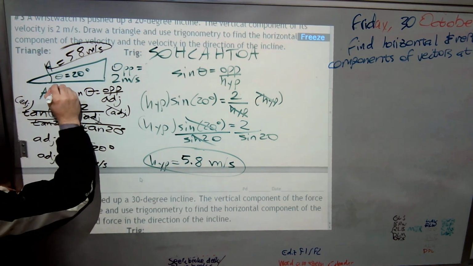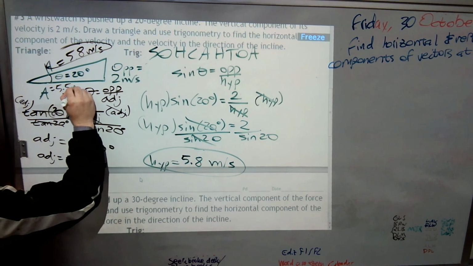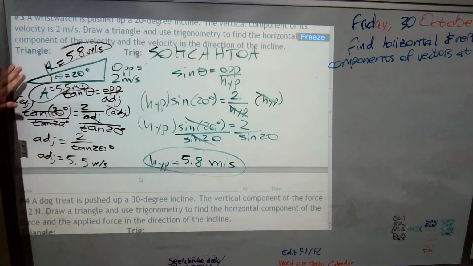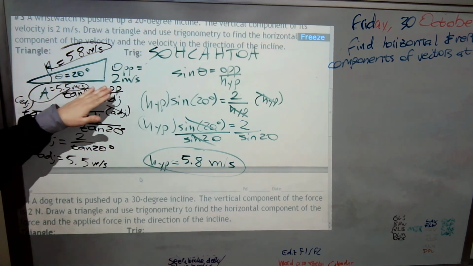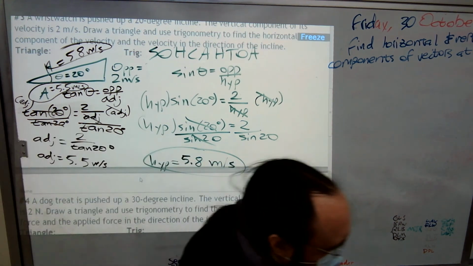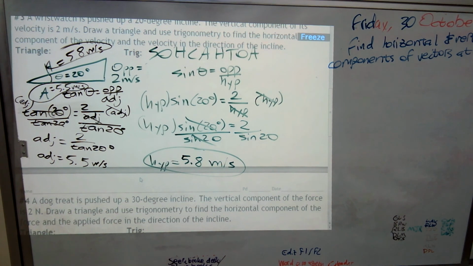All right. One way to check your work here is to make sure that the hypotenuse is the largest side still. So if that's 5.8, adjacent's 5.5, opposite's 2, that works because the hypotenuse is still the largest side. But that's all these want you to do. I think there are either 3 or 4 of these for y'all to do.